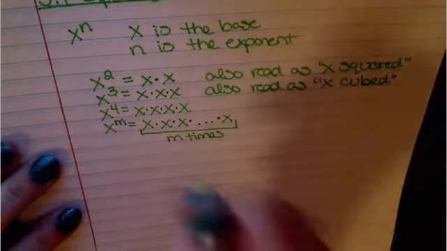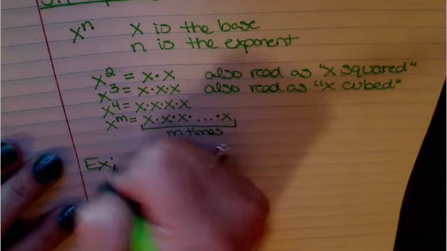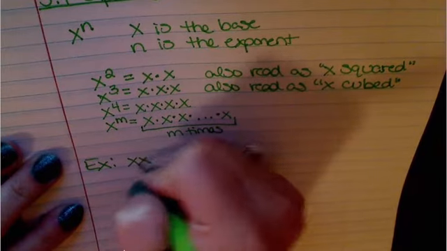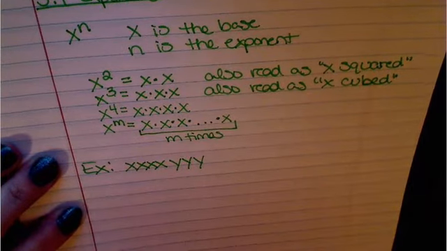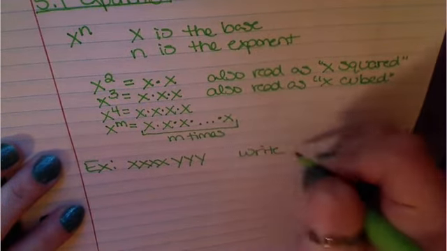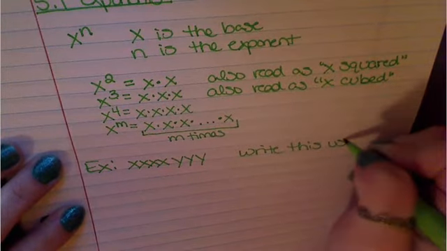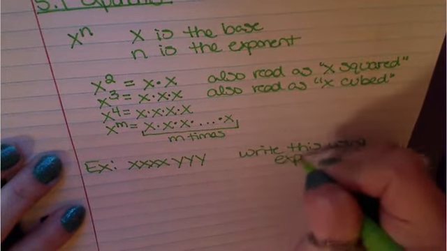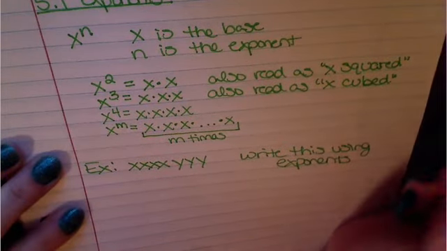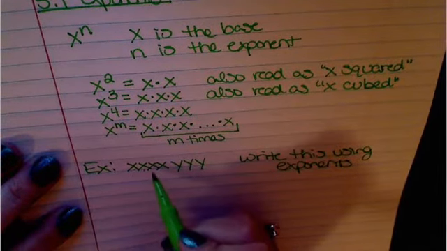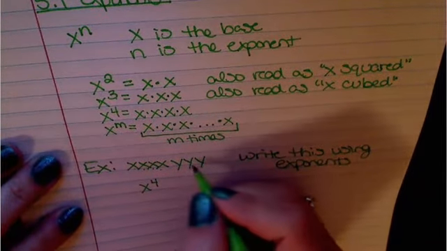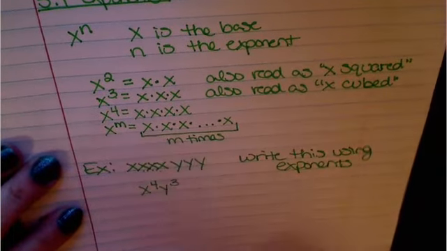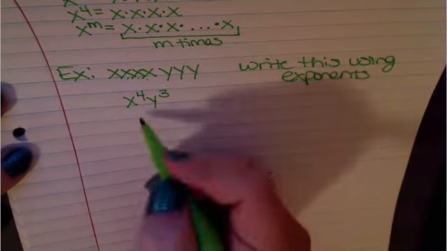So let's do an example. We have x, x, x, x, y, y, y. We need to write this using exponents. What you need to do is count. We have 1, 2, 3, 4 x's, so we have x to the fourth, and then 1, 2, 3 y's, y to the third. And that's how you go from long form to exponents.